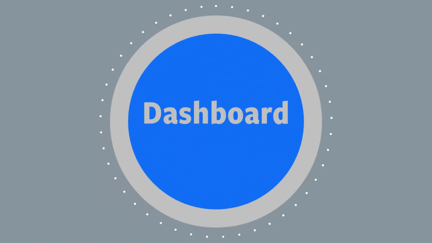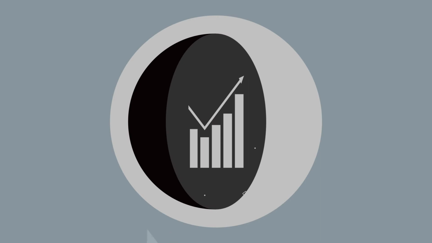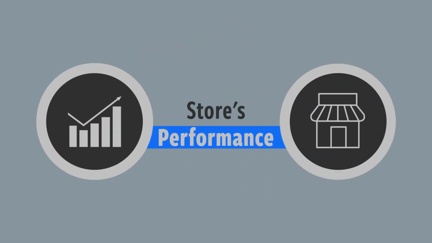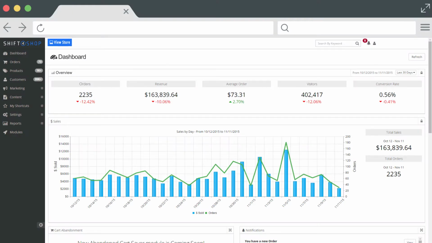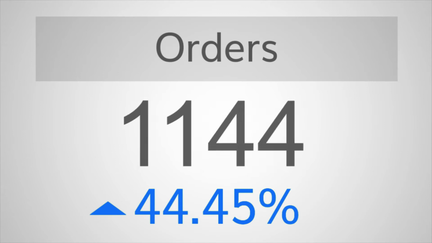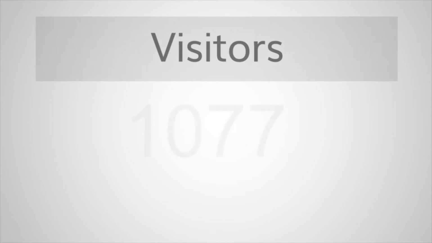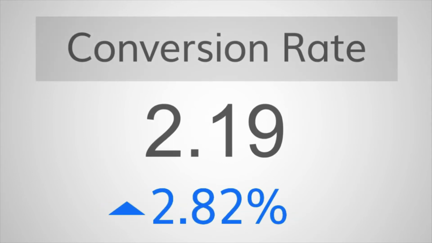The Business Performance Dashboard in your Shift4Shop administration panel delivers a simple yet powerful way to visualize your store's performance at a glance. Starting with an overview section that uses real-time data to display your total orders, revenue, average order value, visitors, and conversion rate.